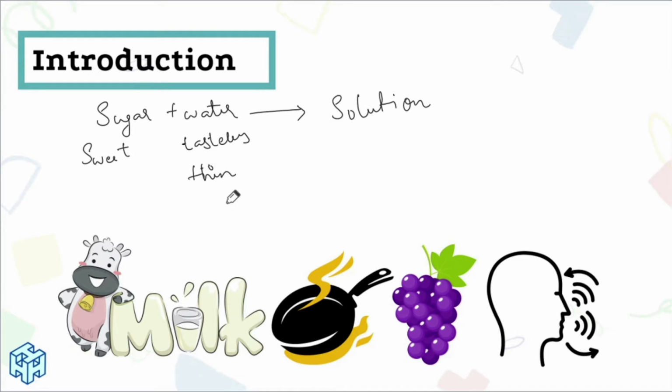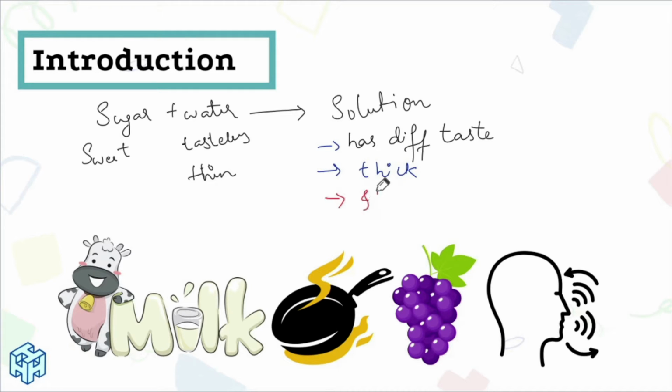You can see across it. It's transparent. Whereas this solution has a different taste and it becomes thick. Yes or no? It becomes thick. When you mix sugar, you can observe that it becomes thick and the properties are changed.